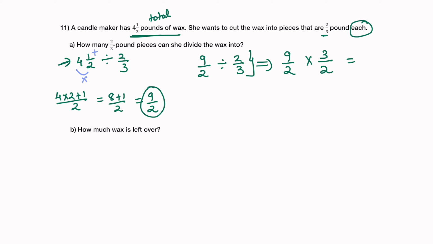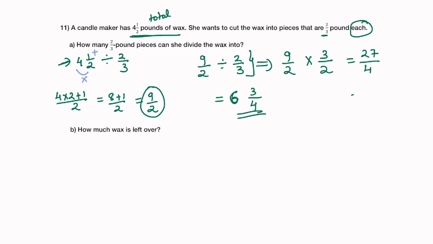So that is 9 times 3 is 27 and 2 times 2 is 4, which we can convert, right? So 27/4. 4 times 6 is 24. 24 to 27 is 3. So that's the 3 remainder and we write 4. Okay, so she can have only 6, right? Because 3/4 is not complete.